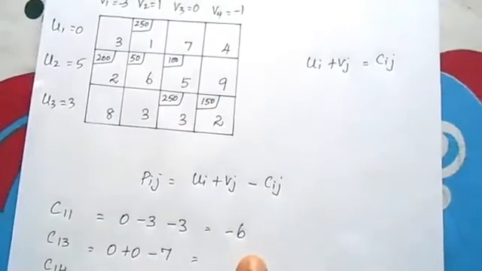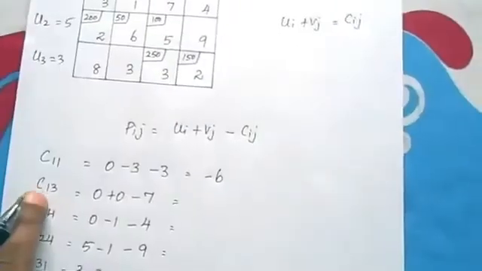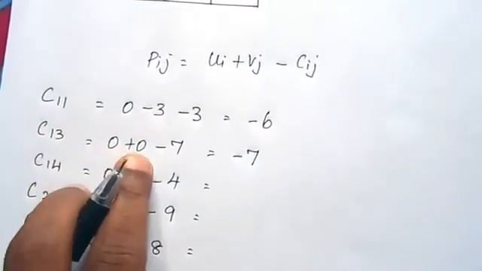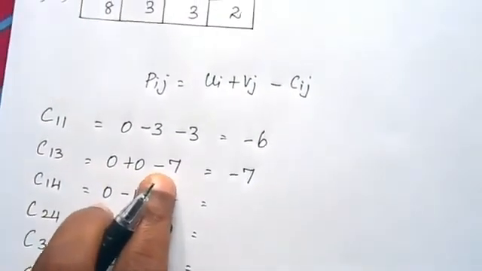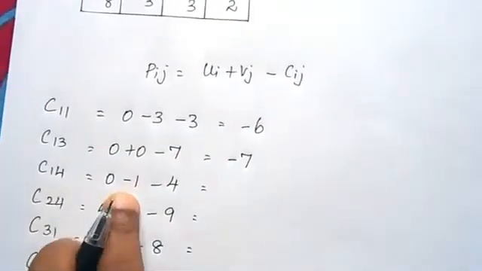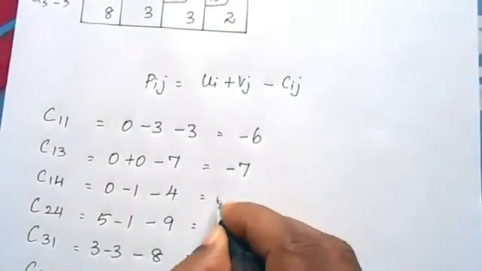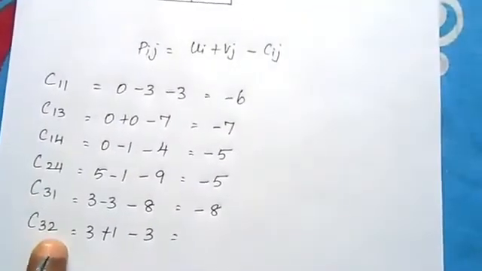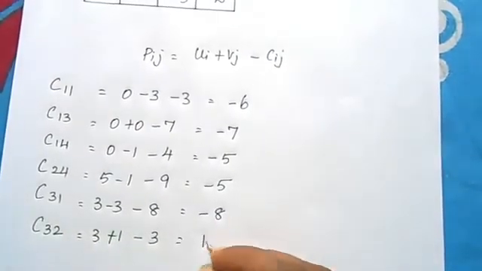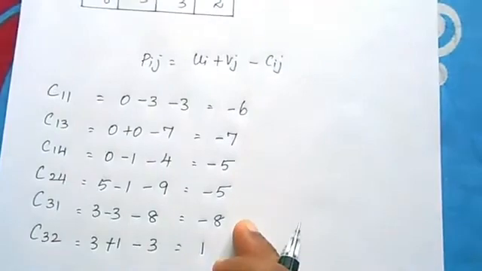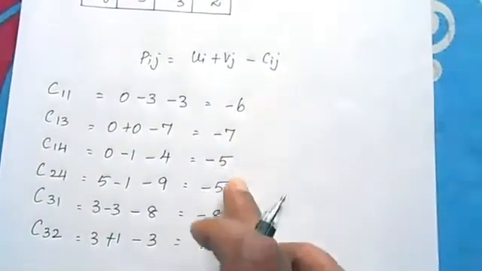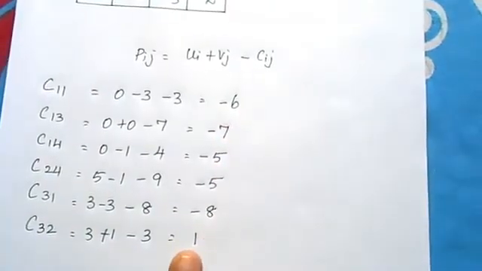In the same way, you need to find the value for all non-allocated cells. For C13, Ui is 0, Vj is 0, Cij minus 7. Answer is minus 7. For C14, 0 minus 1 minus 4 is equal to minus 5. For C32, 3 plus 1, 4, 4 minus 3 plus 1. So, if we get 0 or less than 0 means you can stop with this. If we get any positive value, here we have got one positive value.